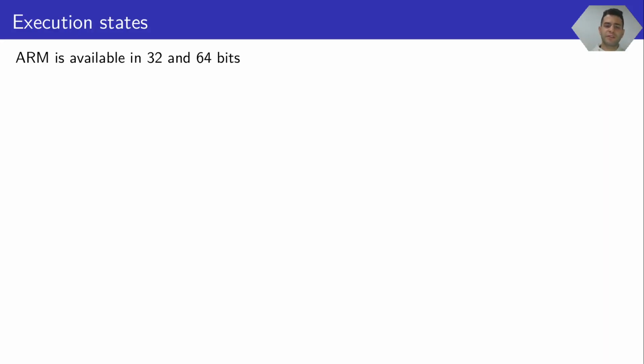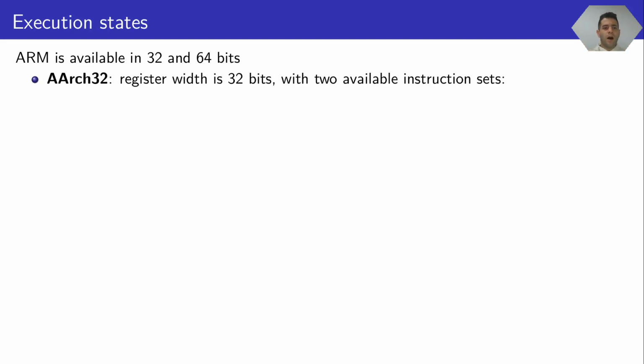ARM processors are available in 32 and 64 bit modes. It means that in 32 bit mode, the size of the registers is 32 bits, and on the other hand, in 64 bit mode it's 64 bits. On ARM32, you also have two available instruction sets.